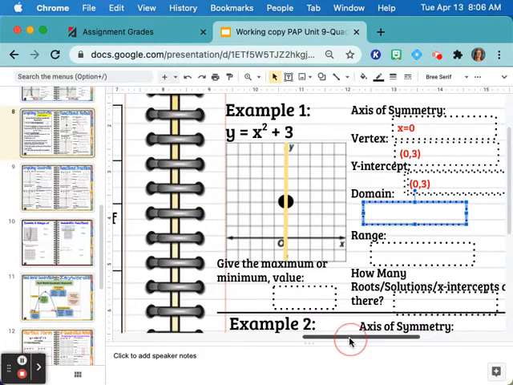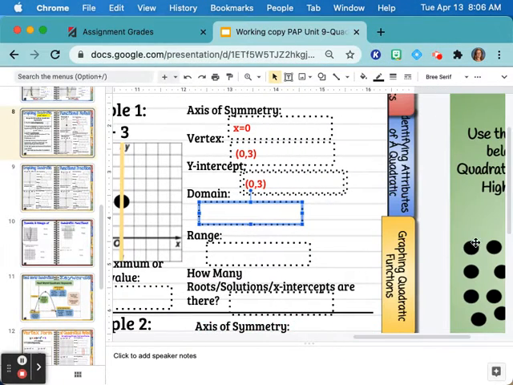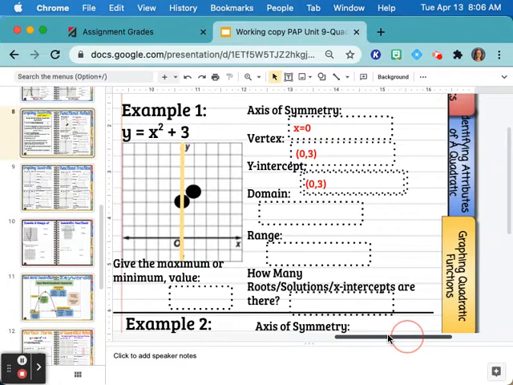So let's plot that point. Over 1, up 4. Yes. Over 1 up 4 because our point is 1, 4, right? So here's our origin. We go over 1 up to 4 and put a point.